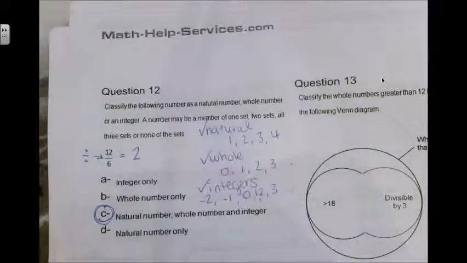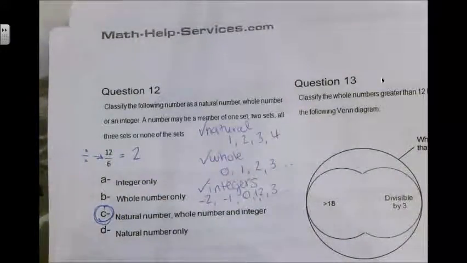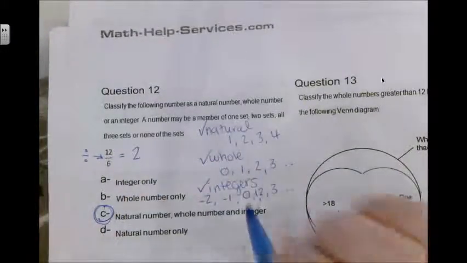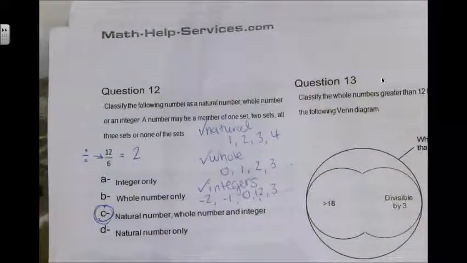If they give you these options, if it was -12 divided by 6, you would get -2 as your answer. And then you would be able to say, okay, that is an integer, but it's not a whole number or a natural number. So it's important to know what those different number groups consist of.